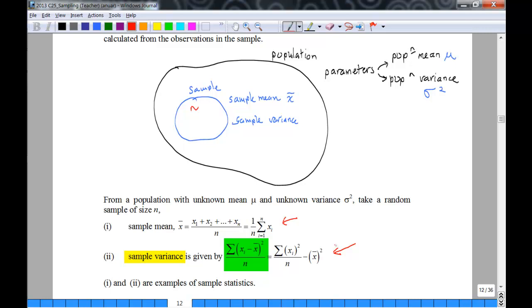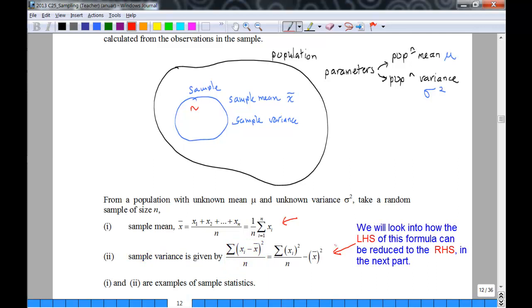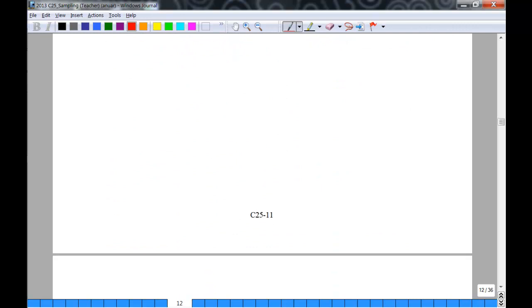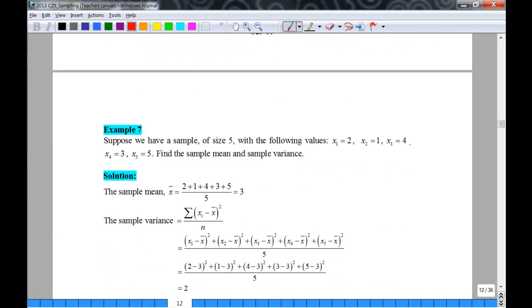This shouldn't be very difficult to understand, as we already know when we talk about variance, we talk about the dispersion of the data from the sample mean. Now we shall look at the first example on how to actually calculate these values. Let's look at example 7.